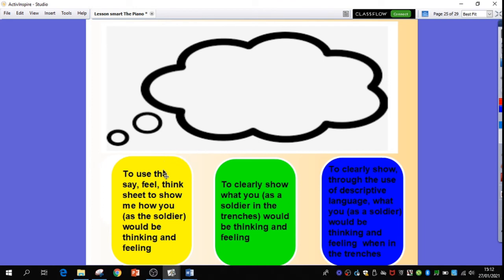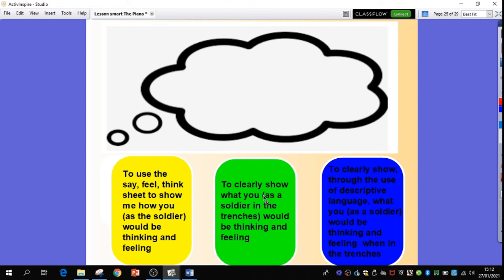So yellow group, I've enclosed a say, feel, think sheet for you to show me how you as a soldier would be thinking and feeling fighting in World War One, using the information from the research that we've given you. Green group, using the thought bubble that I've sent you, I want you to clearly show what you, as a soldier living in the trenches, would be thinking and feeling, because this is what you're going to convey back to your family at home about what your life is like.